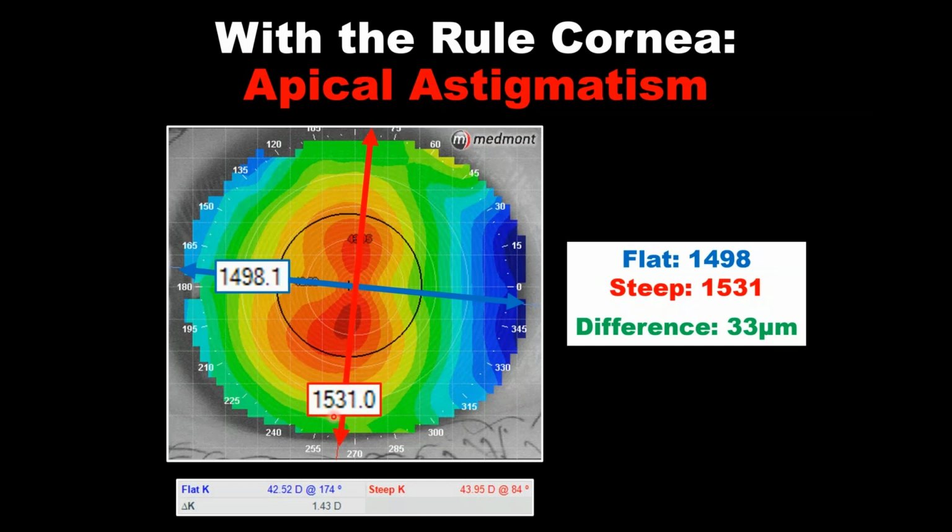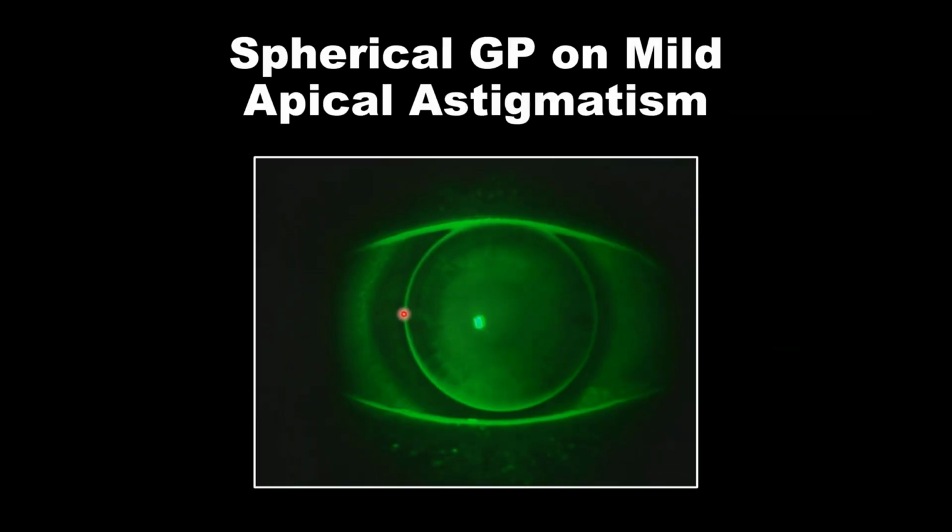So the eye is 33 microns deeper running across the vertical meridian. And that's why your rigid contact lenses never bear across the steepest axis of the eye. It's the deepest axis. So if you put a symmetric lens on a toric eye, it's going to land on the flat. It's going to land where the elevation is the highest in the periphery, but the sagittal depth is the lowest.